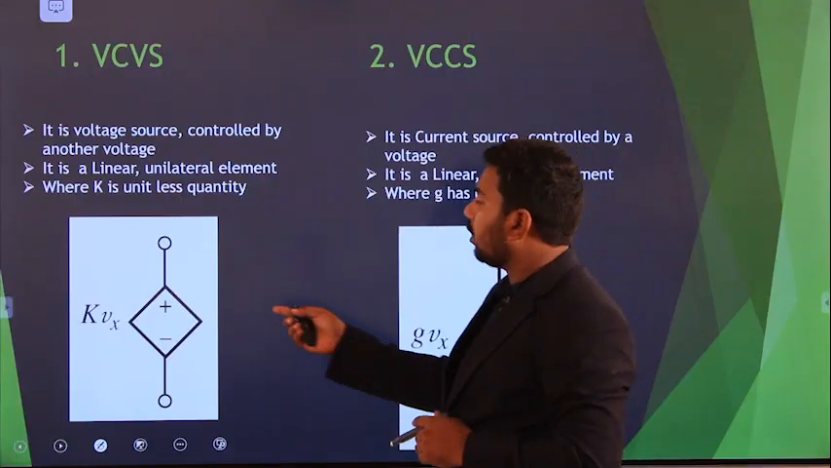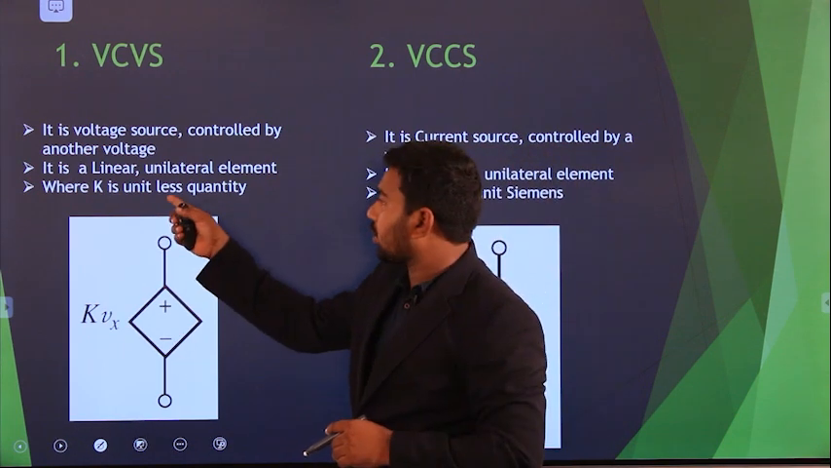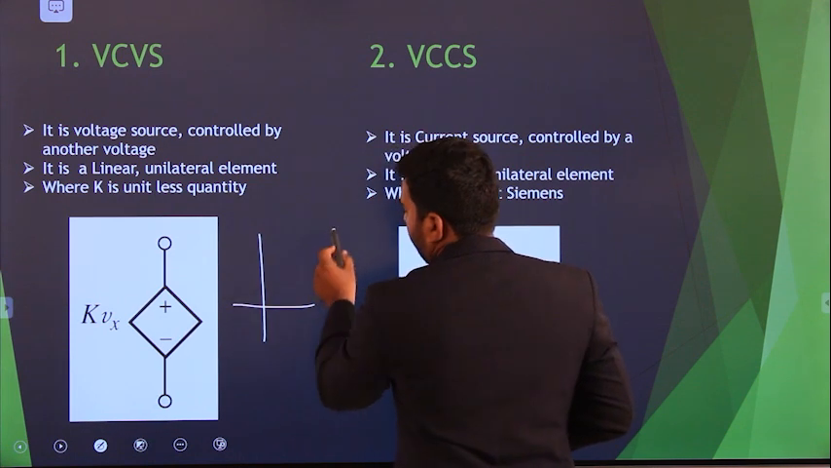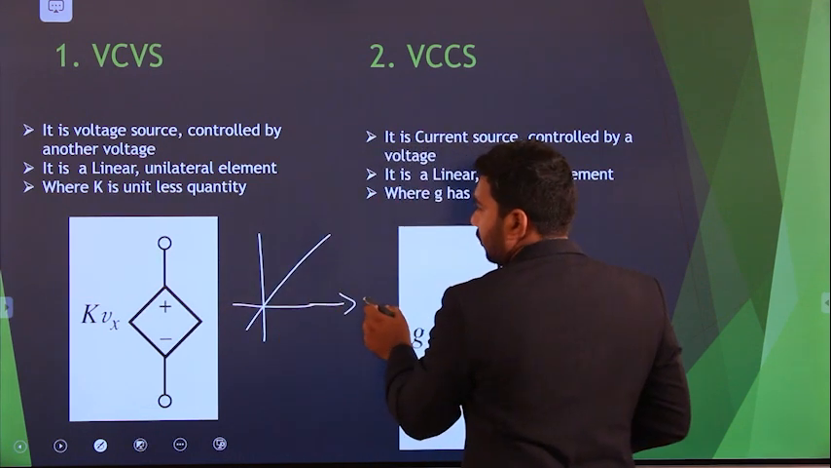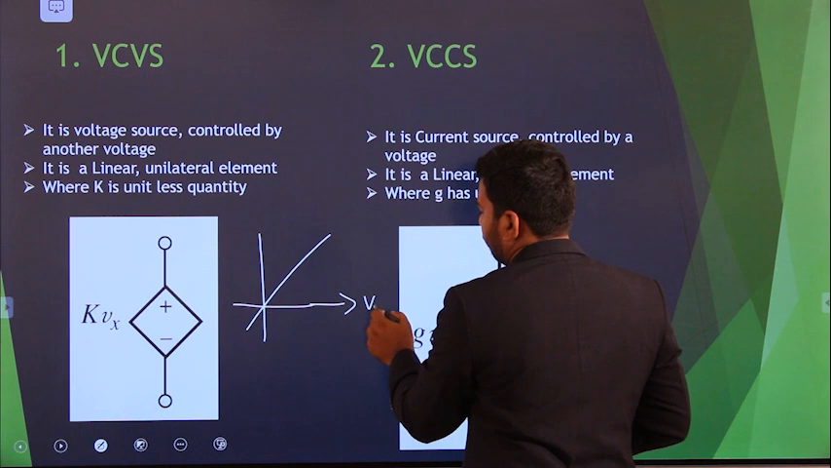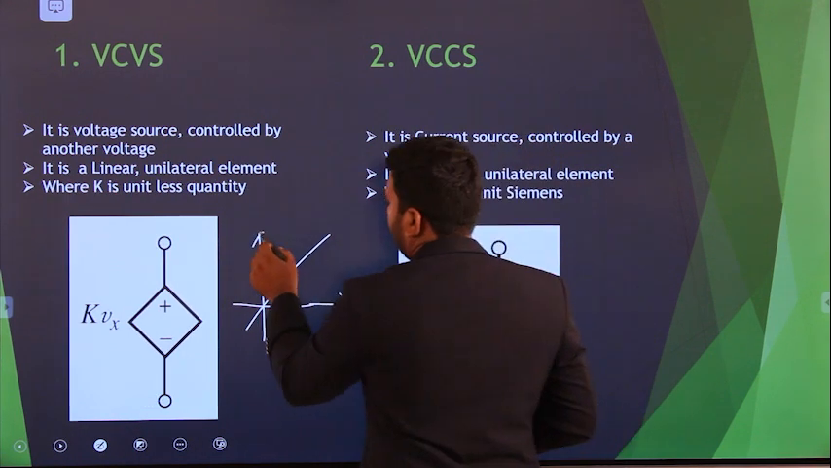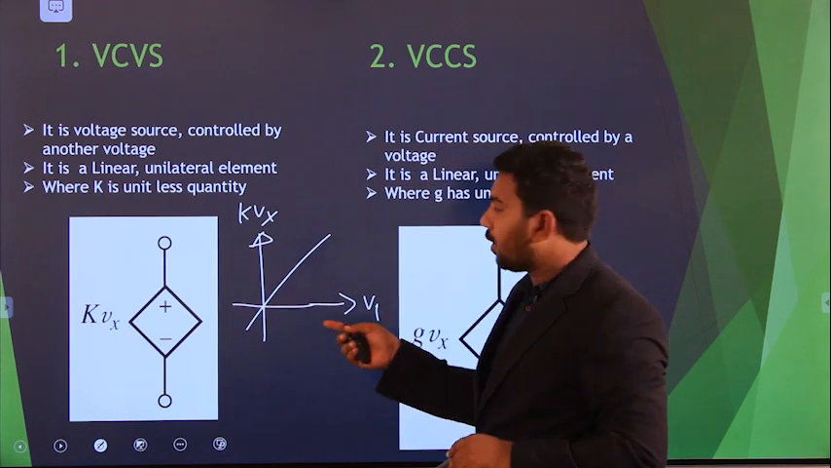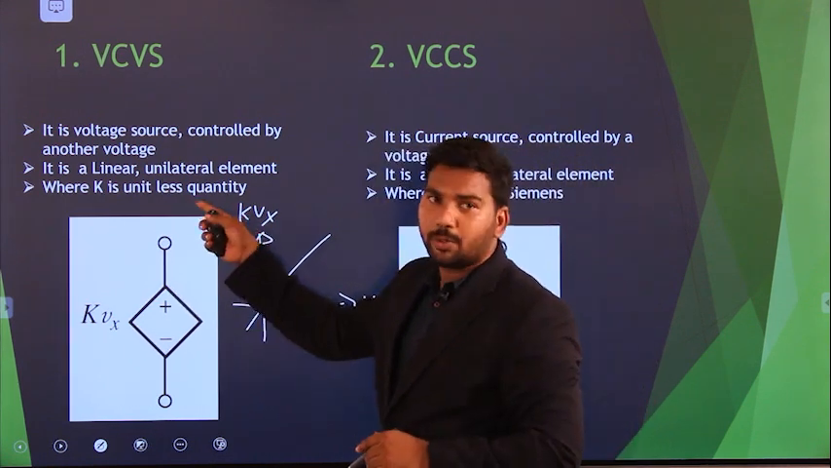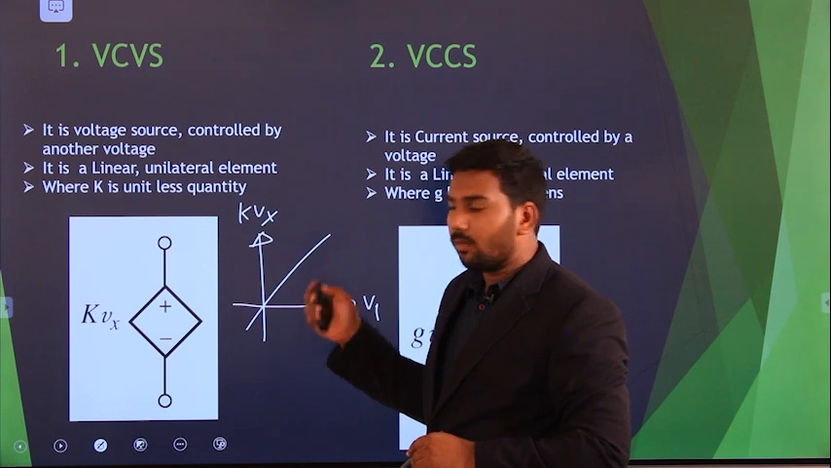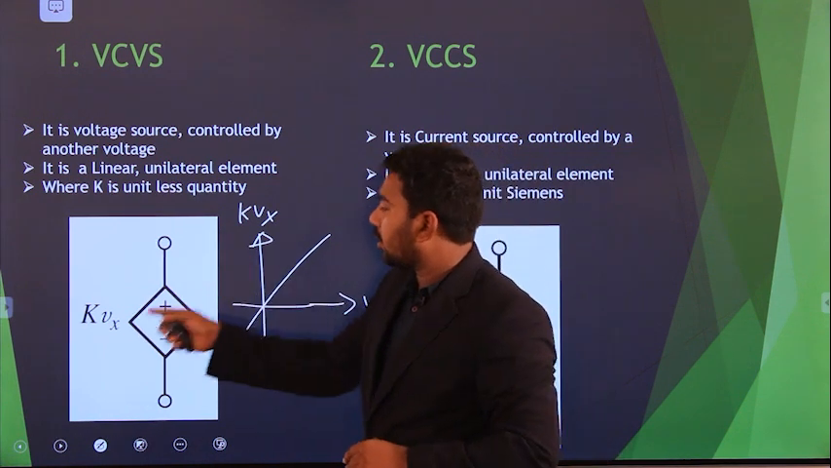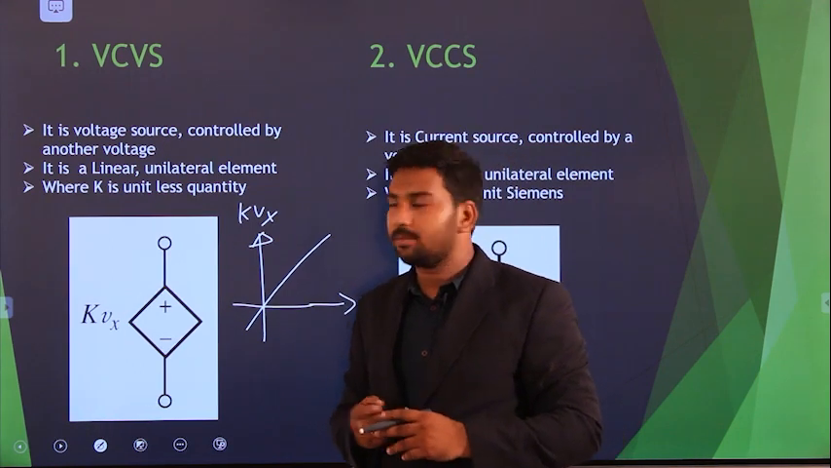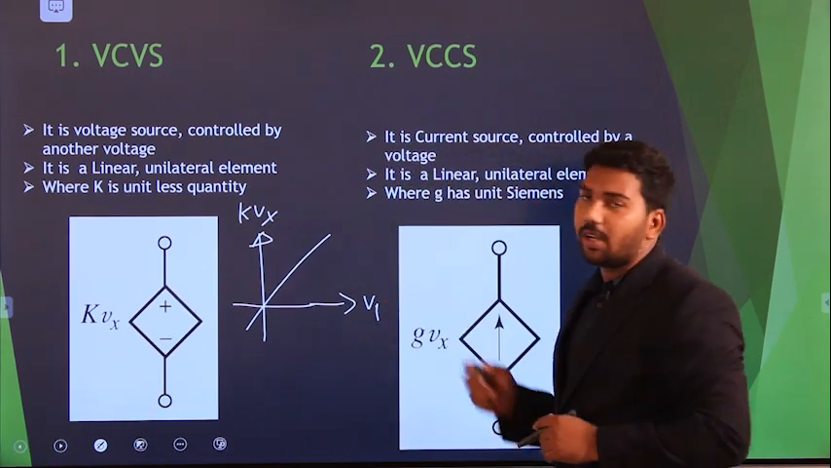Here, this voltage controlled voltage source is linear, because the IV plot will be like this. So here some voltage V1 and here K times V1, that is Vx. So this is the plot for this voltage source and it is a unilateral element. Next, this K is a unitless quantity. In general it is called gain. That is about voltage controlled voltage source.